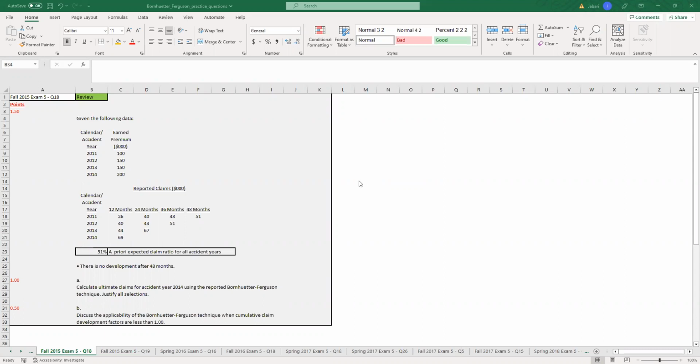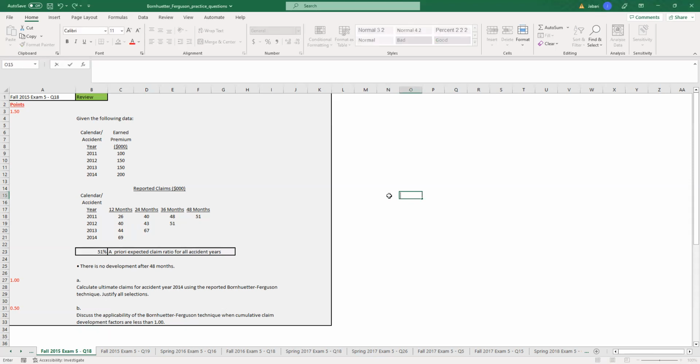So that being said, Fall 2015 Exam 5, Question 18. Given the following data, we're given calendar year / accident year, earned premium, then some reported claims by calendar year, accident year again, up to 48 months. Now we're given a 51% a priori expected claim ratio for all accident years, and there is no development after 48 months. Part A asks, calculate ultimate claims for accident year 2014 using the BF technique, justify all selections. So it seems like a pretty straightforward one, except for the justify selections. That might be a hint that there can be something going on.